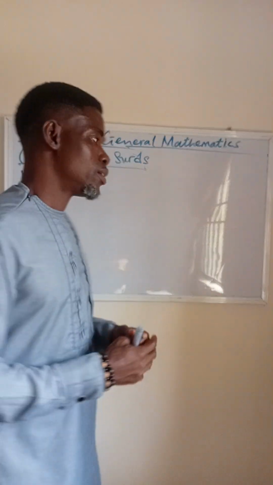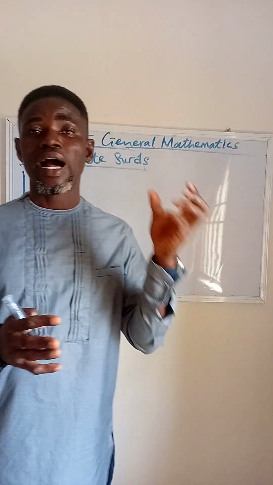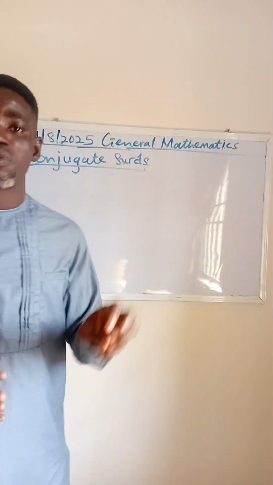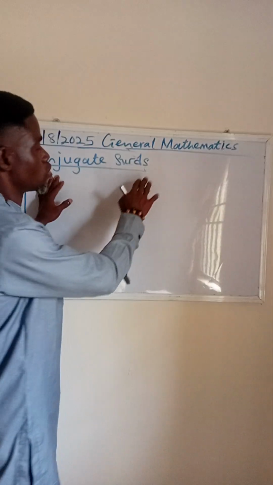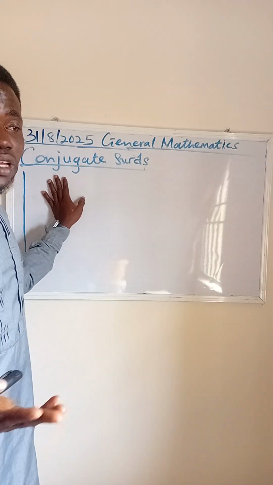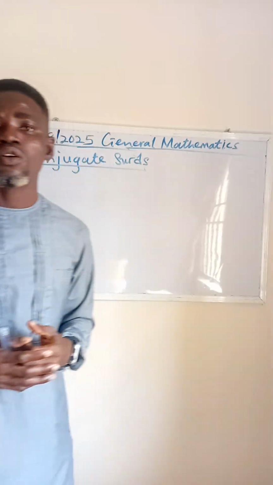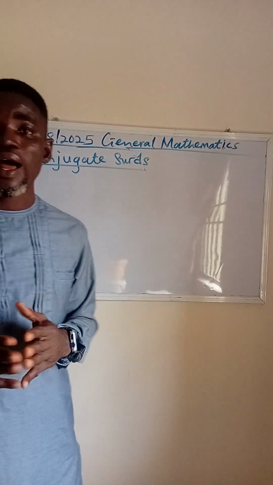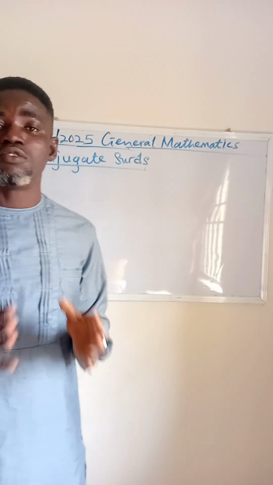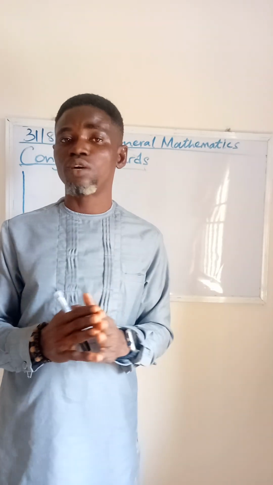It's been a while. If you look at my page on TikTok, I have done some videos on addition and subtraction of surds. I've done some videos on multiplication and division of surds. Today we want to look at conjugate surds. Are you getting it? So that is the topic of today. And what do we mean by conjugate surds? We have some special pairs of surds that when you multiply them together, they will give you whole numbers. So those surds, we call them conjugate surds.